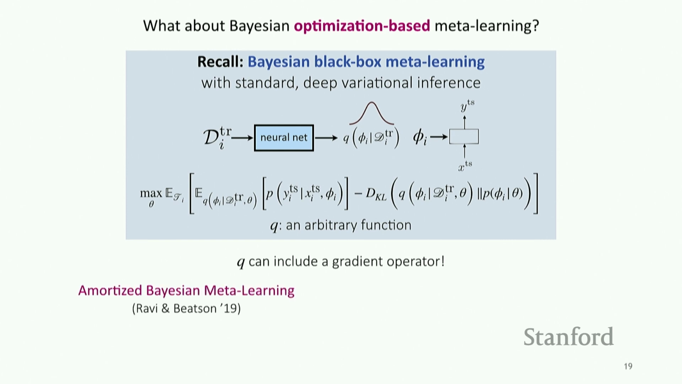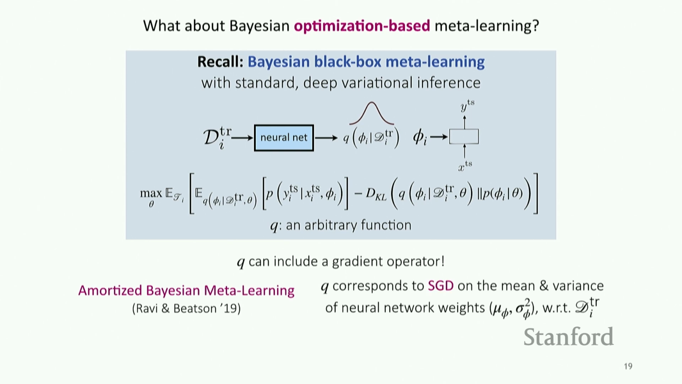And so in particular, in this paper, what this approach does is they just set Q to be SGD with respect to the mean and variance of neural network weights. So we're going to be running gradient descent with respect to the mean of a set of parameters and the variance of the set of parameters with respect to some training data. And then everything else is the same.